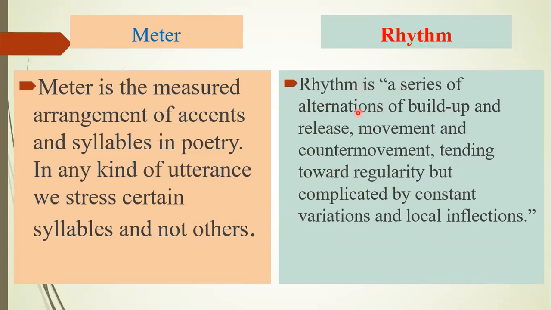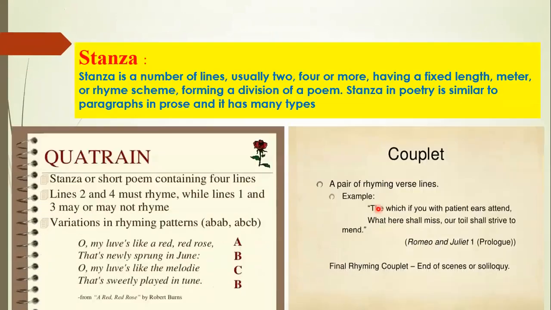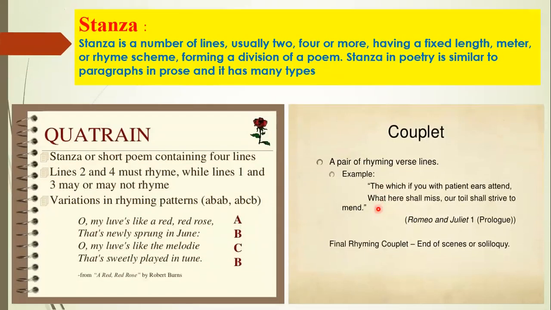Rhythm is a series of alternations of build up and release, movement and counter movement tending towards regularity but complicated by content variations and local inflections. And then we have stanza. Stanza is a number of lines, usually two, four, or more, having fixed length, meter, and rhyme scheme, forming a division of a poem.